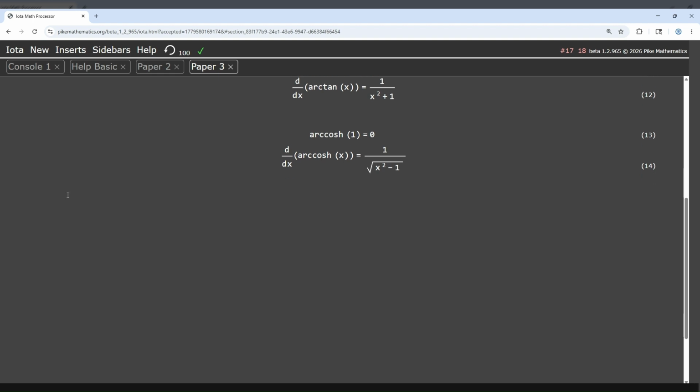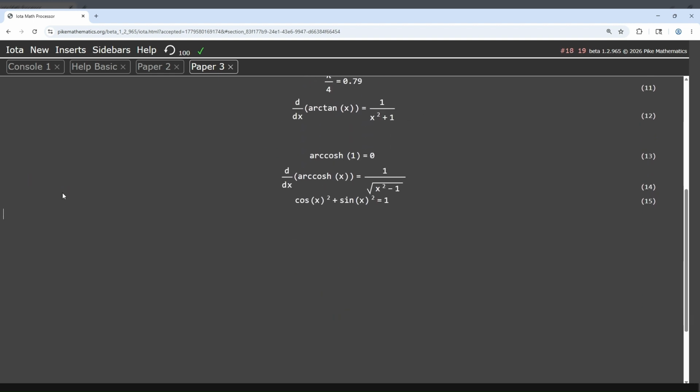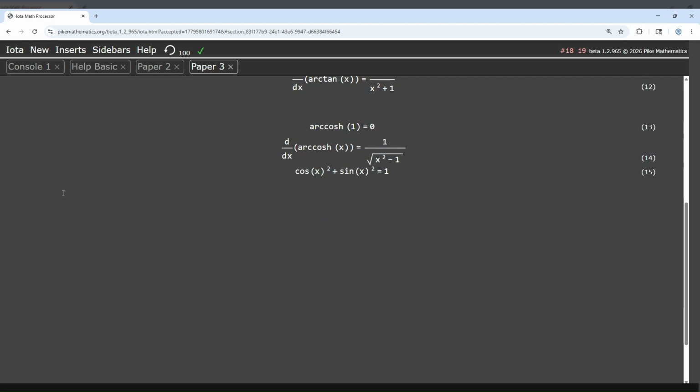Okay. Next thing I want to talk about is trigonometric identities. Iota has a number of identities programmed into it to help simplify results. So it gets a result and it looks through all its trig identities, and if there's a way it can simplify it, it does that to kind of give a clearer answer. So for example, probably the most famous one in trig is cosine squared plus sine squared equals 1.